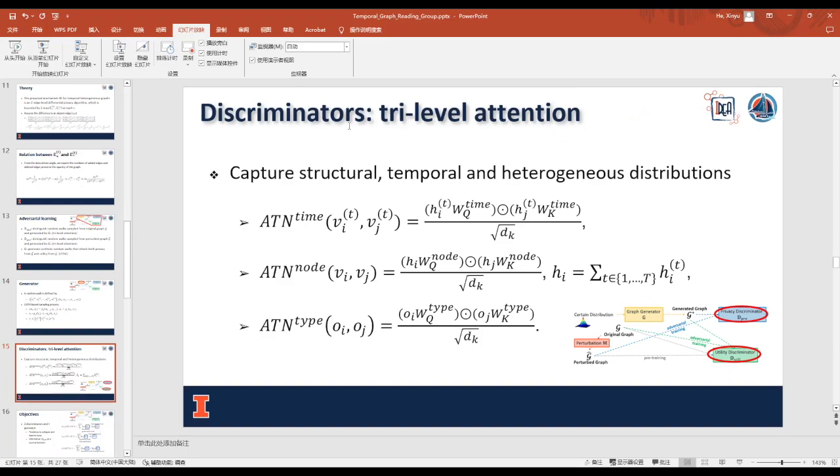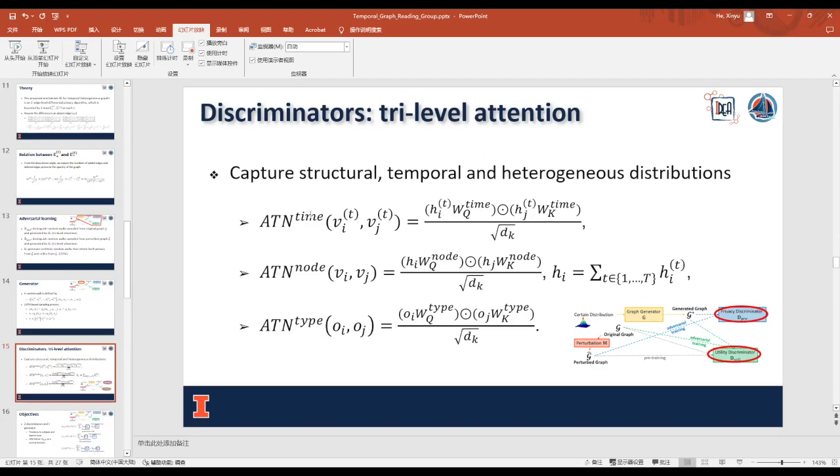And the discriminators are implemented with tri-level attention. We designed this mechanism because temporal heterogeneous graphs can contain much information, including the structural information from the graph's perspective, the temporal information, and the heterogeneous information. So we try to define a network that can capture all three angles of the information. We define the tri-level attention as below.